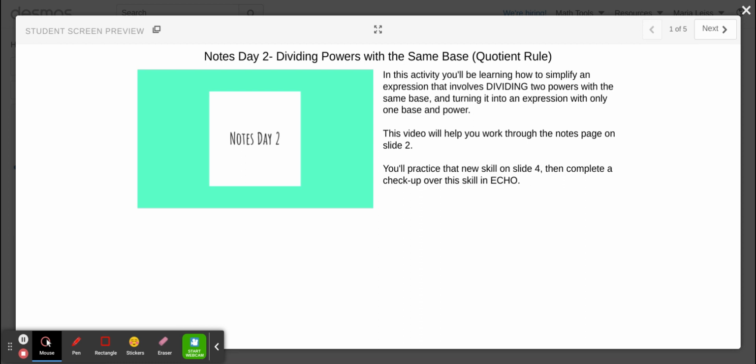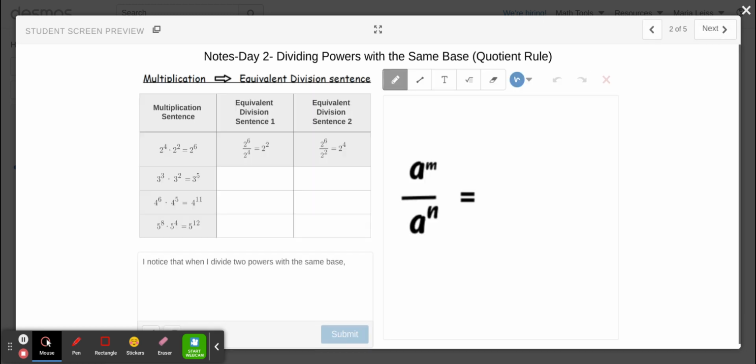Hopefully the product rule that you learned in class yesterday, or on day one of your exponent rules, went well for you. Pretty easy, right? Keep the base the same, add the exponents. Well, today we're going to work on something called the quotient rule. And if you remember, the word quotient is the answer to a division problem. So we're going to be looking at what happens when you divide two powers that have the same base.